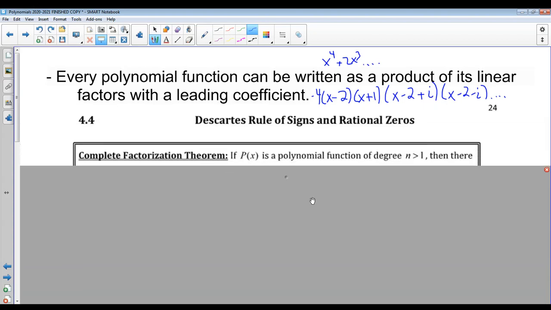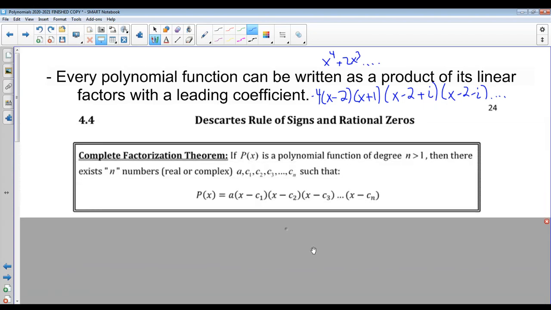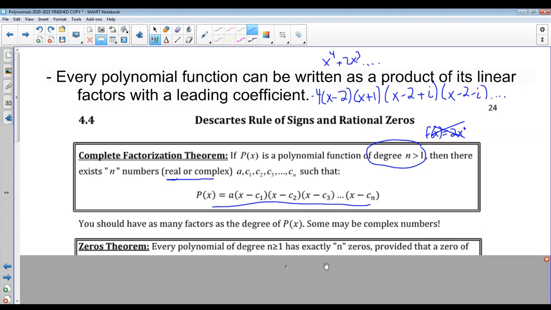So we're going to start this process by just defining this complete factorization theorem. It's really what I just said. So if we have a polynomial function where the degree n is greater than 1, so we're not talking about that constant, f of x equals 2, where we thought about, well, is it a polynomial or not? And we kind of said, well, it kind of is because it's x to the 0 power. For these to happen, there has to be a degree greater than 1. Then there exist n roots or numbers, real or complex, such that we can turn this polynomial into its factored form.